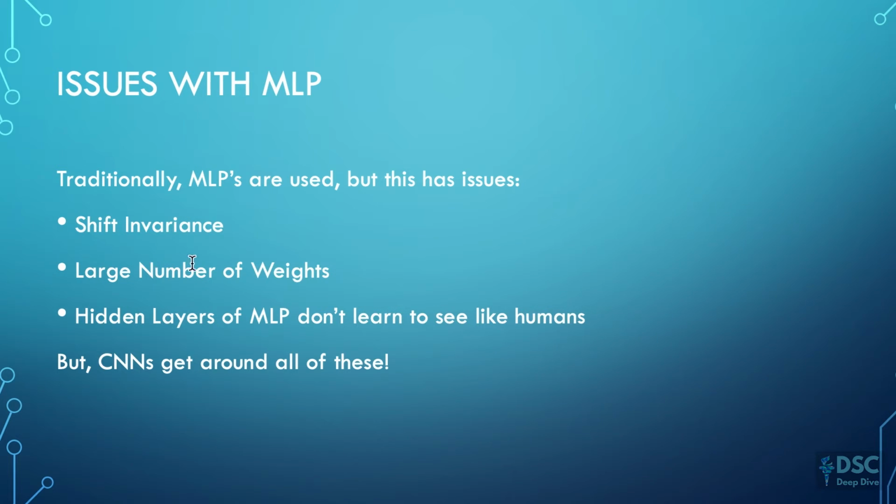The second issue is the large number of weights, which makes training costly in terms of time. Third, multi-layer perceptrons don't see in the same way that we do. CNNs were designed to get around all three of these issues. How exactly do they function, and how are they better than multi-layer perceptrons?